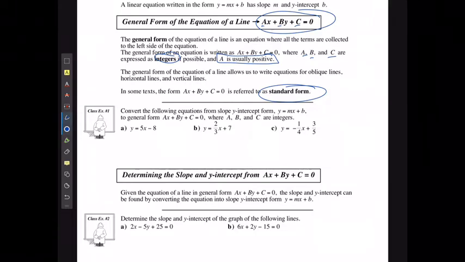So the first thing we need to do is convert the following equations from slope y-intercept form to general form, where A, B, and C are all going to be integers. And remember that we want the A value to be positive. So for the x's, we always want this one to be positive. The B and the C can be positive or negative.